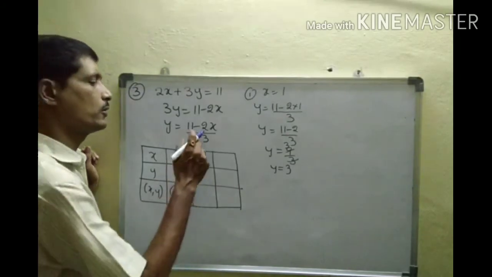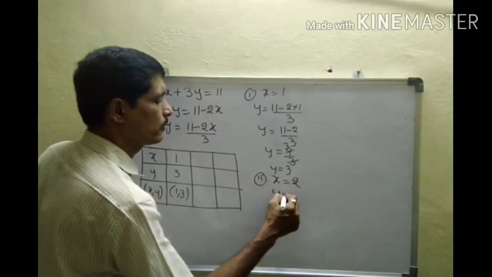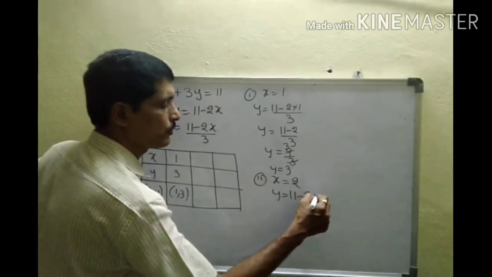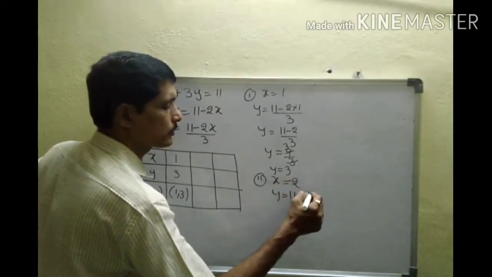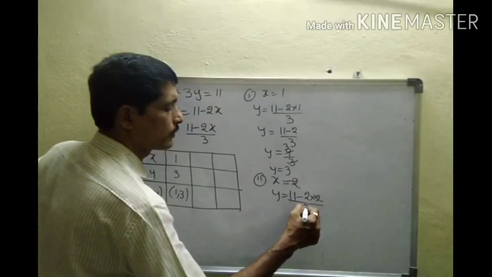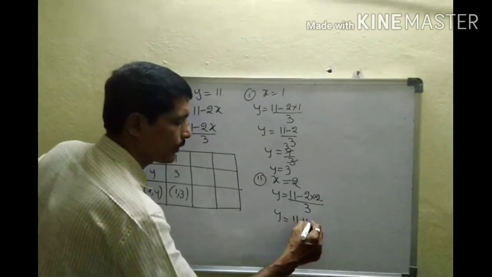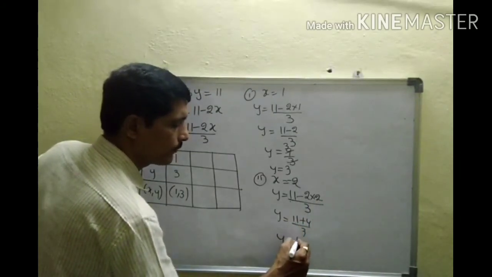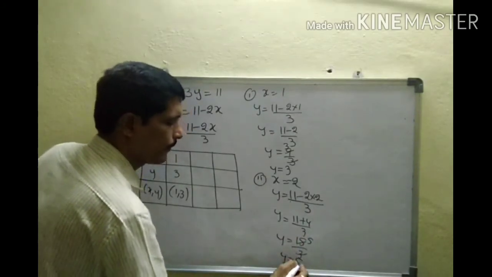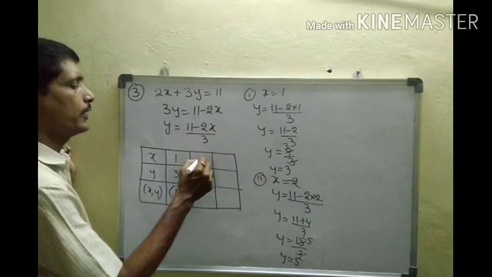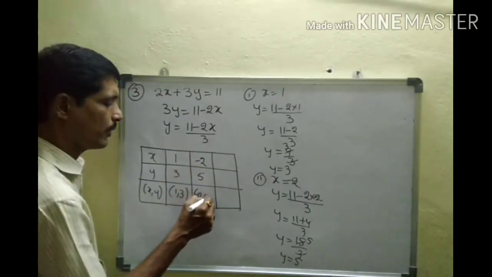Next substitute x equal to minus 2. Therefore y equal to 11 minus 2 into minus 2 by 3. Therefore y equal to 11 minus 2 into minus 2, that is 4. 11 plus 4 by 3. Y equal to 15 by 3. 3 5s. Y equal to 5. Here substitute x equal to minus 2. Y equal to 5. Minus 2 comma 5.